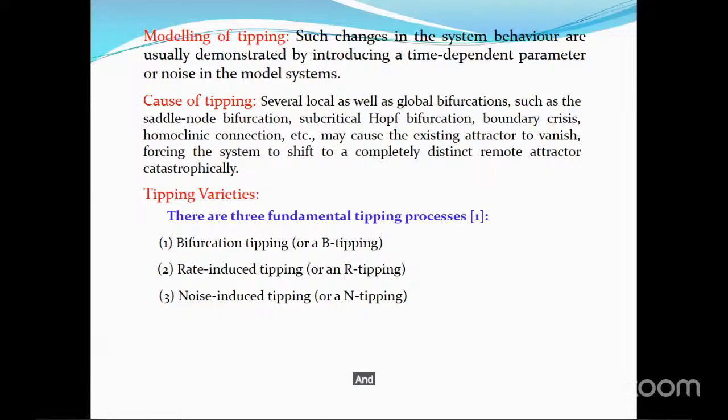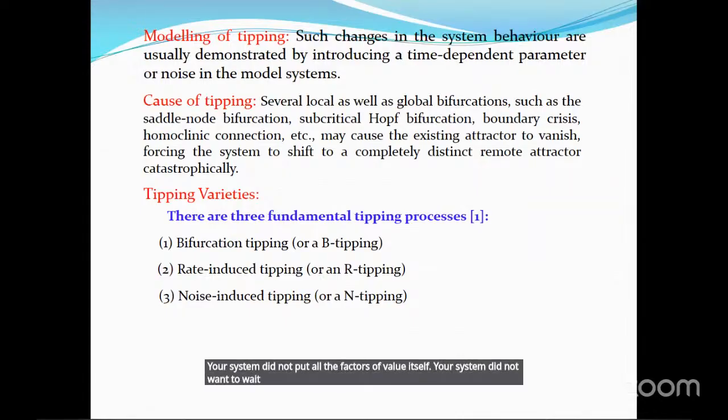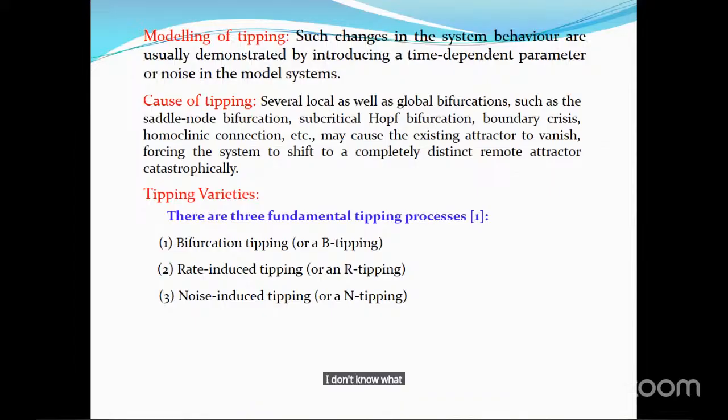And in case of noise-induced tipping, the system tips due to external random processes. So in this case, your system does not cross the bifurcation value. Your system does not cross a critical threshold value of the parameter, but your system may tip. There are some other kinds of tipping.